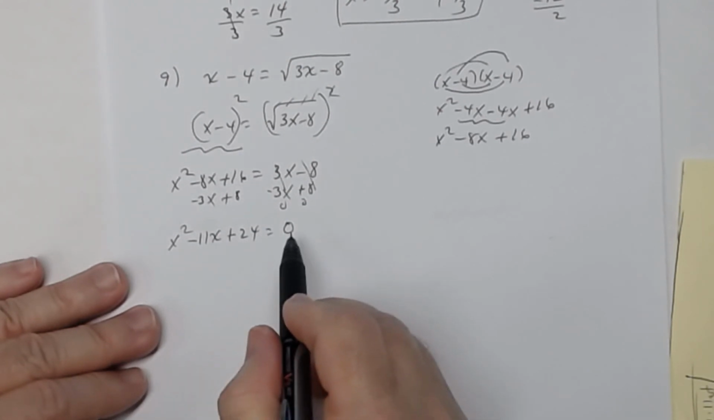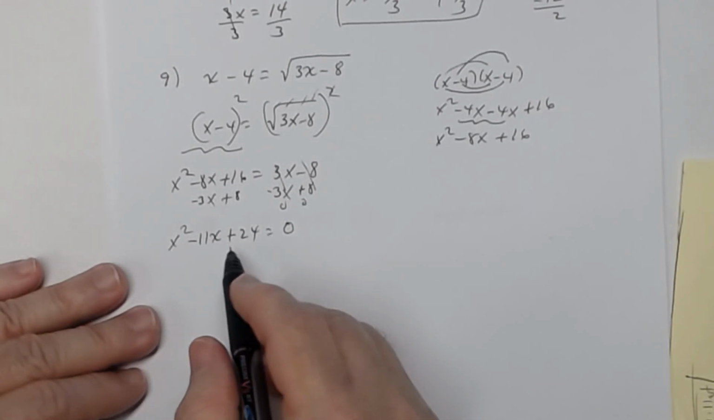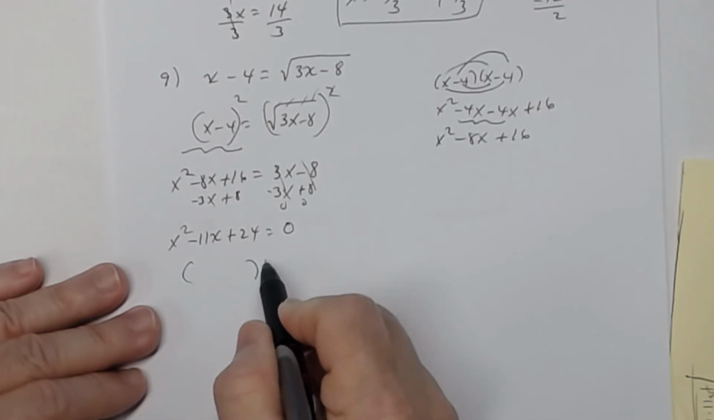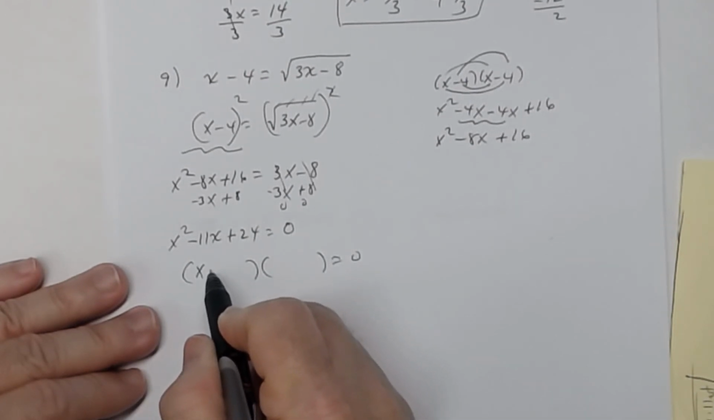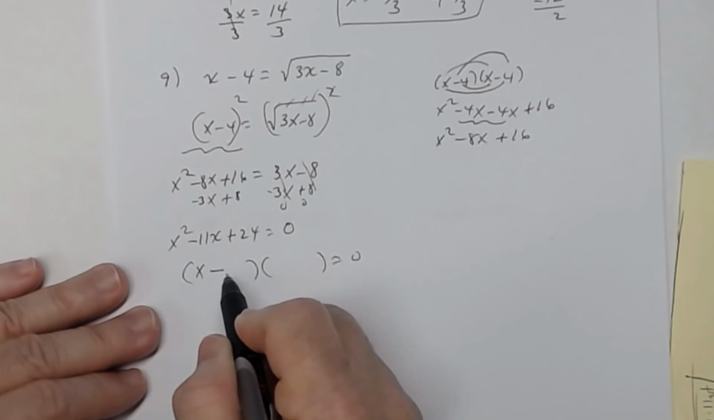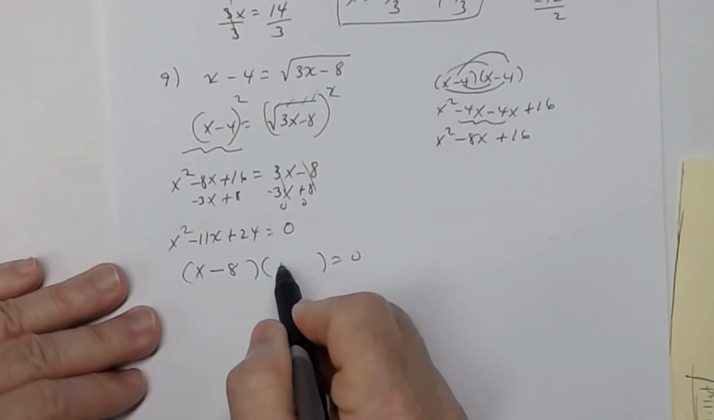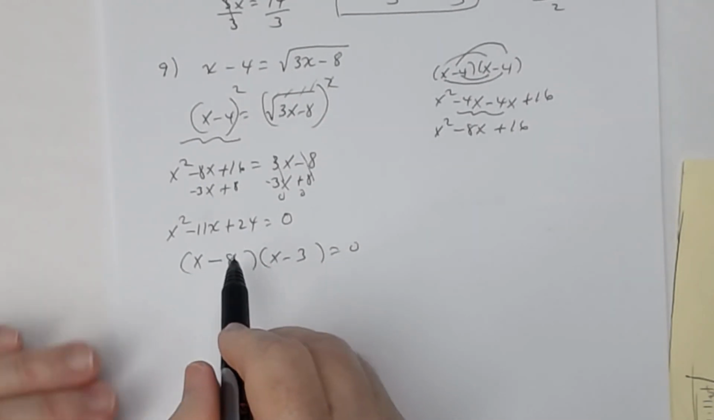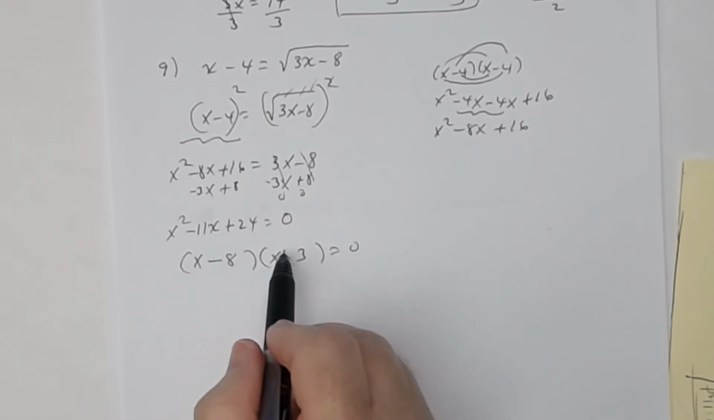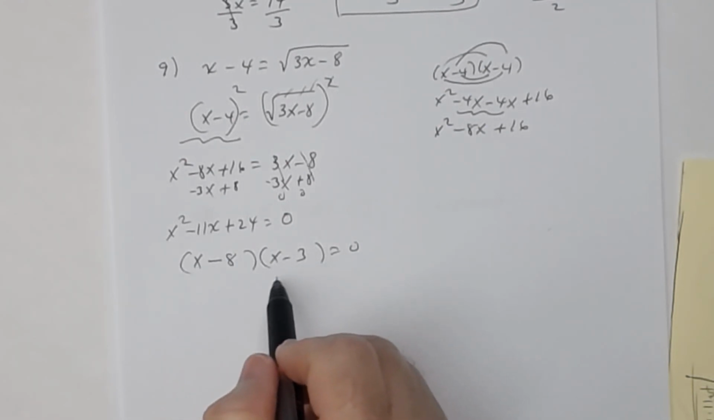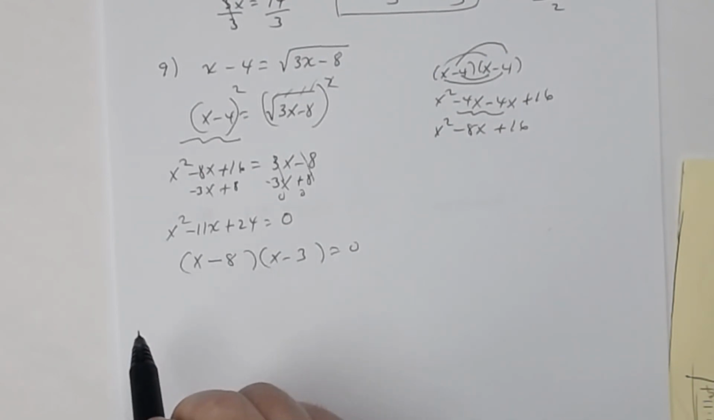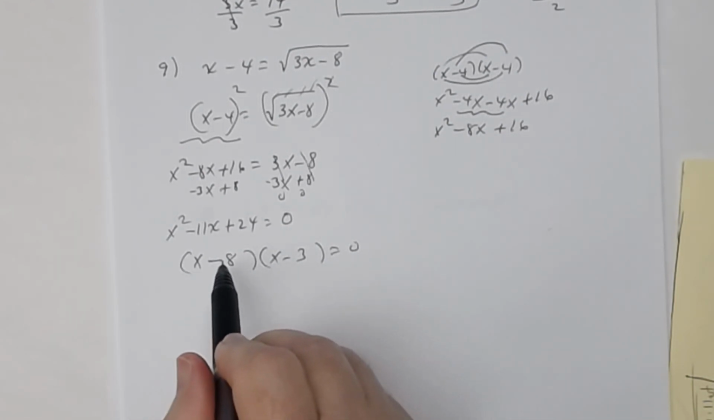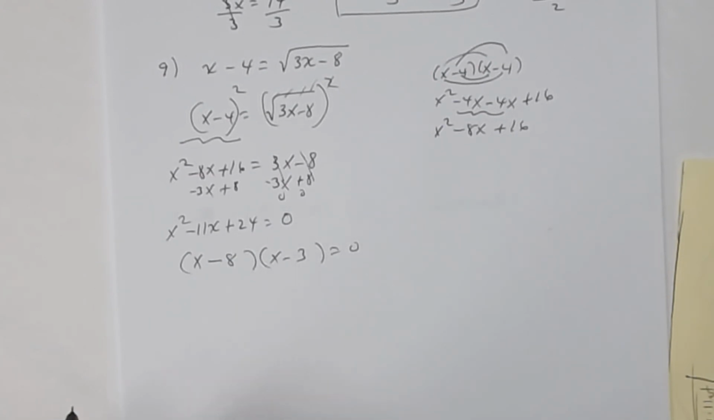Now for us, this is going to be factorable. And so when I factor this, I'm going to get x minus 8 and then x minus 3. You can always check: x times x is x squared. The outer is a negative 3x. The inner is a negative 8x, and you get negative 11x. And then a negative 8 times a negative 3 is a positive 24.